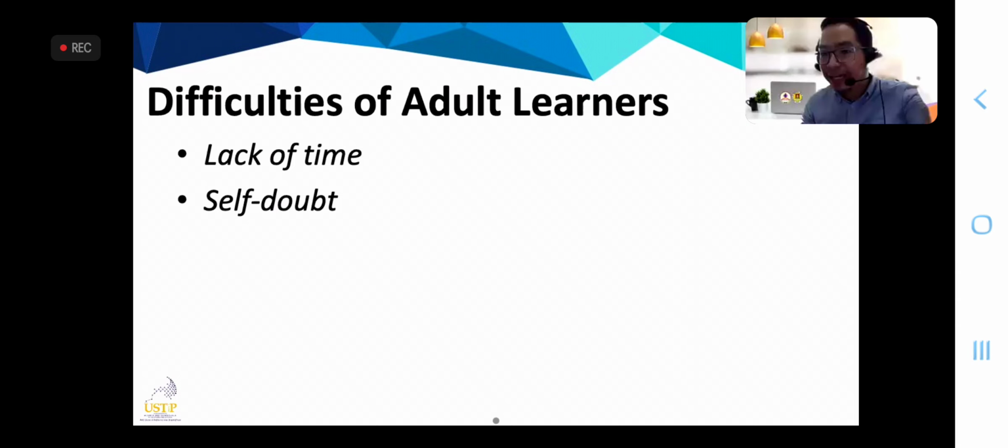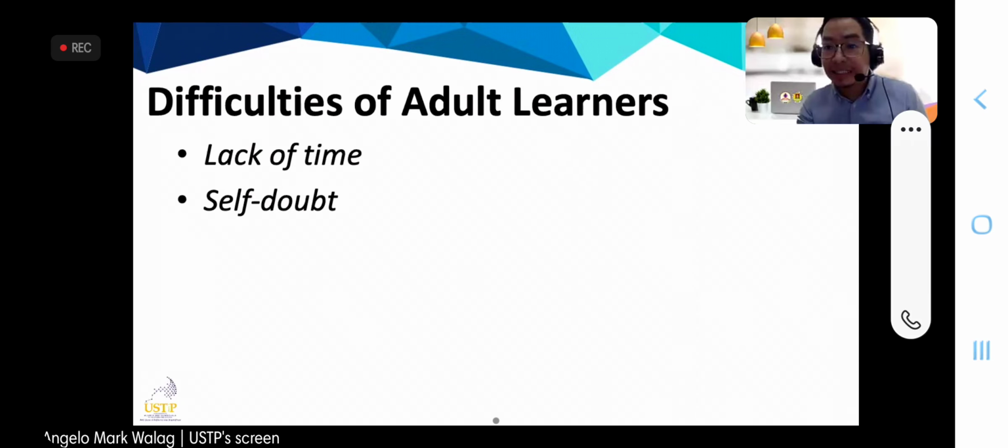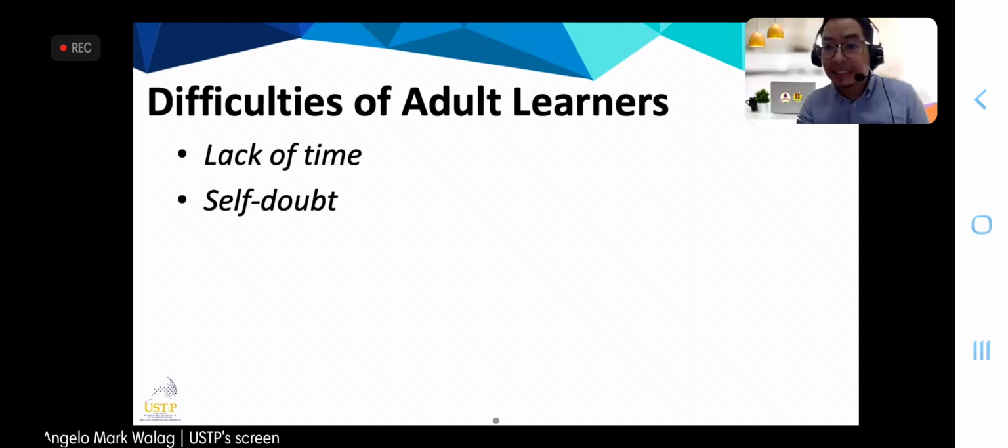Our adults often have self-doubt. When they hear the subject geometry, or similar science courses, they automatically feel least confident, and we need to address this. Try to address the difficulty of self-doubt.